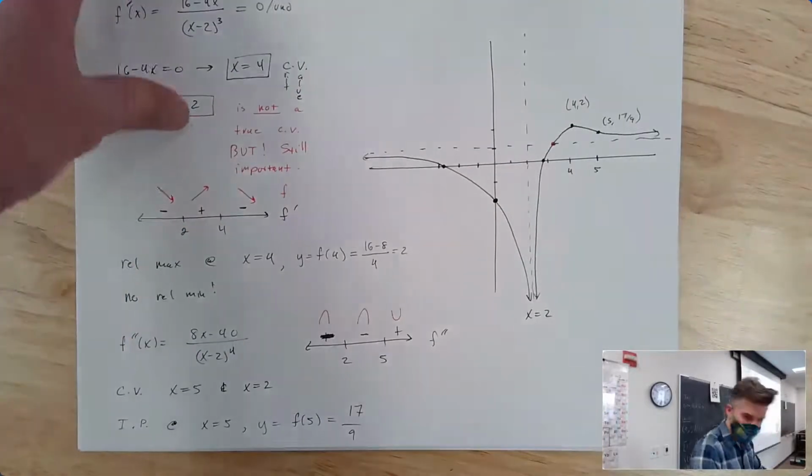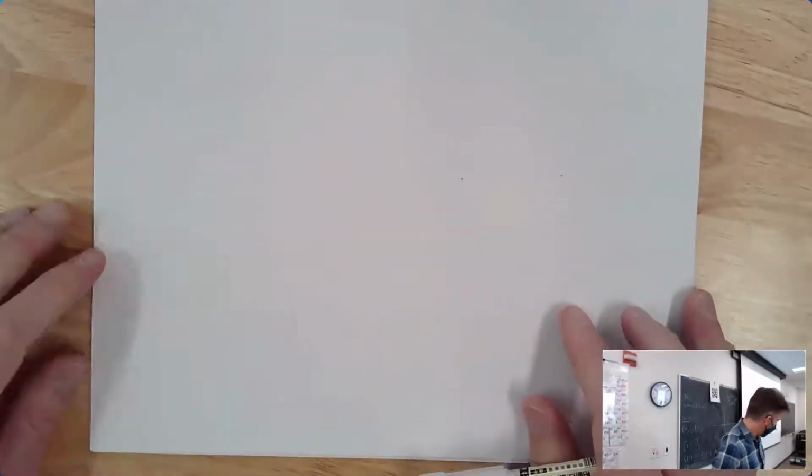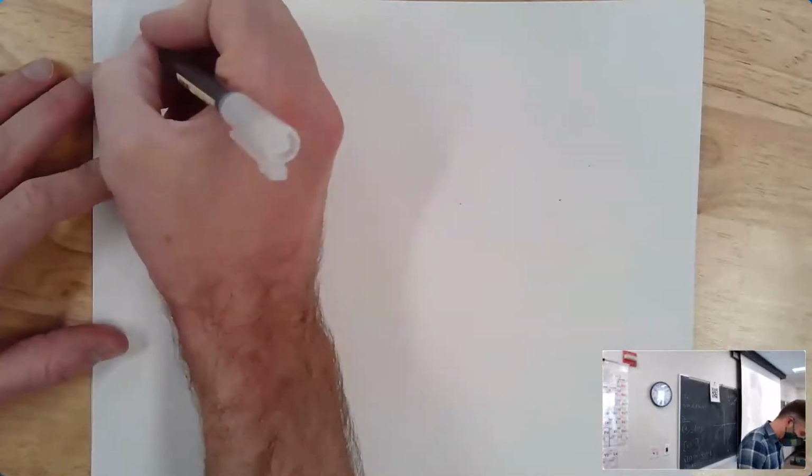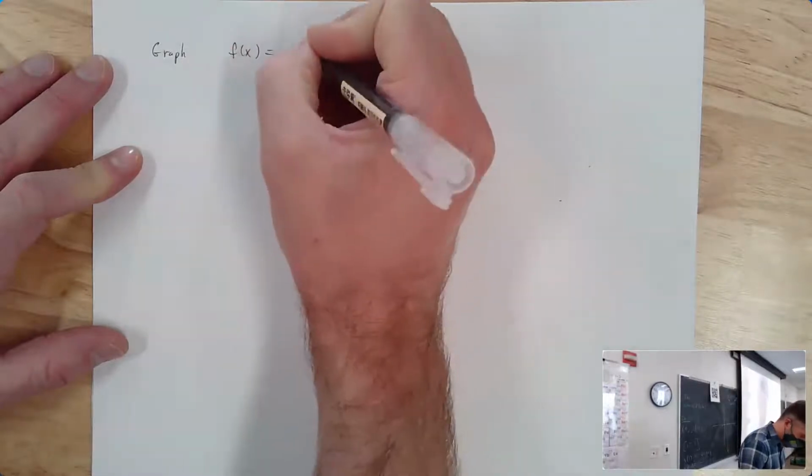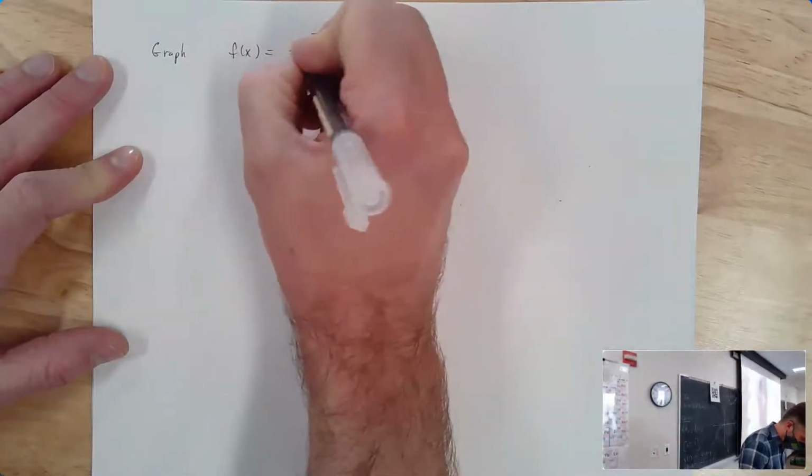Yeah, I think one more graphing example, then I'll use the restroom, and then we'll come back and we'll talk about optimization. So let's look at this example. Let's graph f of x equal to x squared over x minus 3.